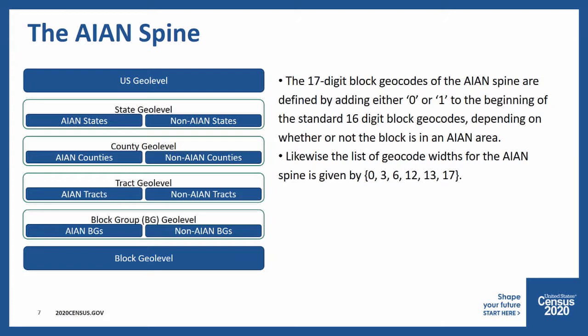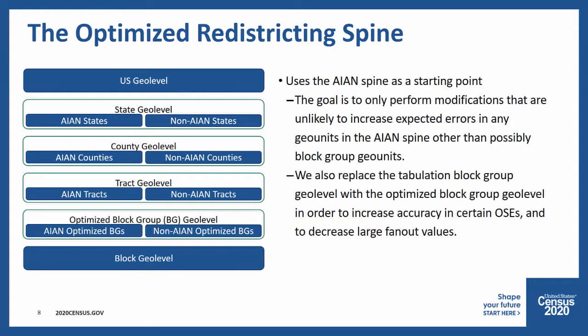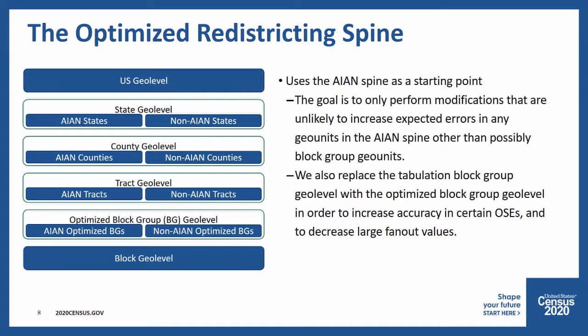Okay, and that was the starting point for the optimized redistricting spines. And this is the actual spine that we used in the redistricting run for PL 94. The goal here was, I like to think of this as moving to the Pareto frontier.